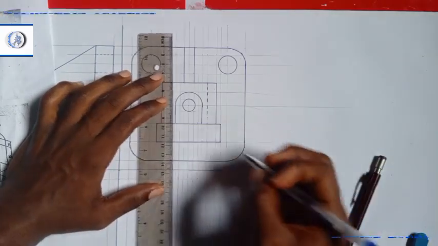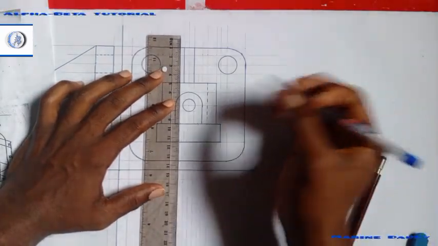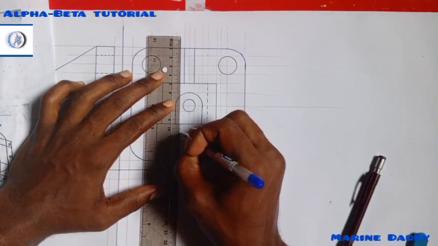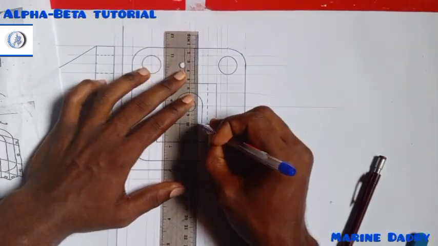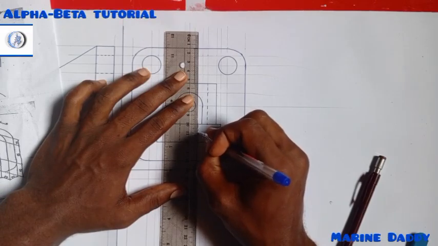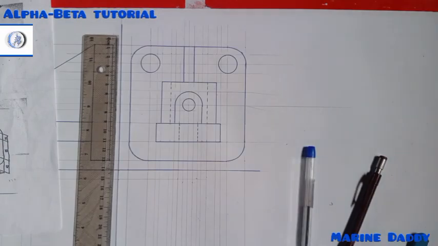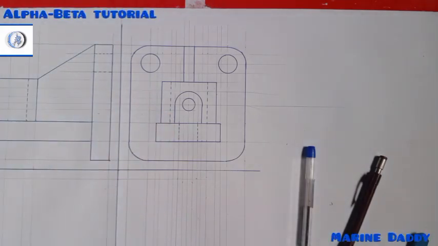No, there are so many lines here. Well, as far as you know what you are doing, it shouldn't be an issue for you. Okay, I think that's all. Okay, so we are done with this side and this side.